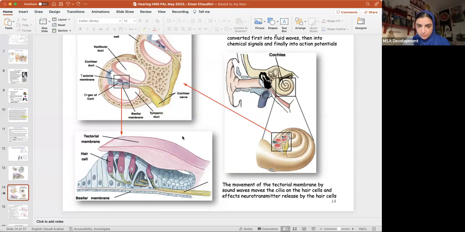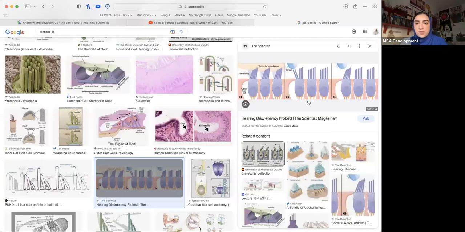And why? Well, let's look at this diagram right here on Google that I just found. I hope you guys can see this. Basically, I just showed you the tectorial membrane and these are your stereocilia. This is a much simpler diagram, but they're going to move back and forth because of the movement of the perilymph, right?